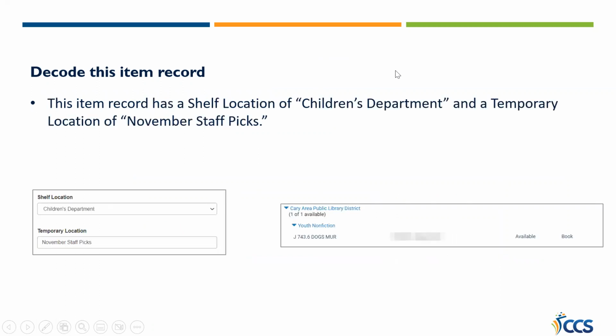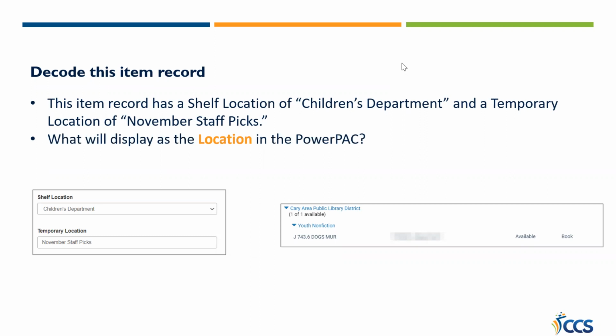Okay, our final one. This item record has a shelf location of Children's Department and a temporary location of November Staff Picks. What will display as the location in the Power Pack? Yep, excellent. Children's Department, because why? The temporary location is worthless. So whatever you see in the shelf location in the Power Pack is going to be the shelf location in the item record.